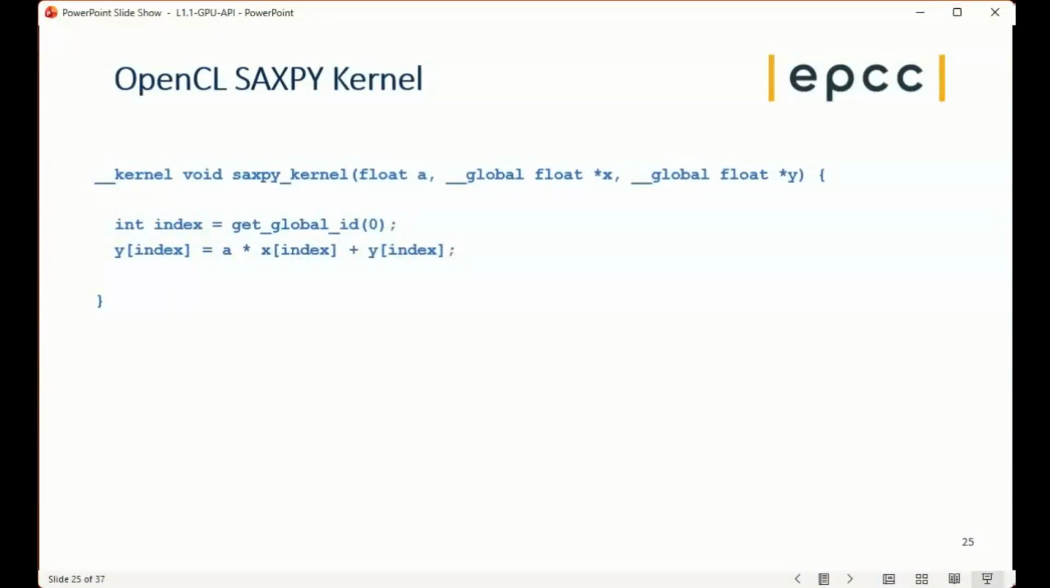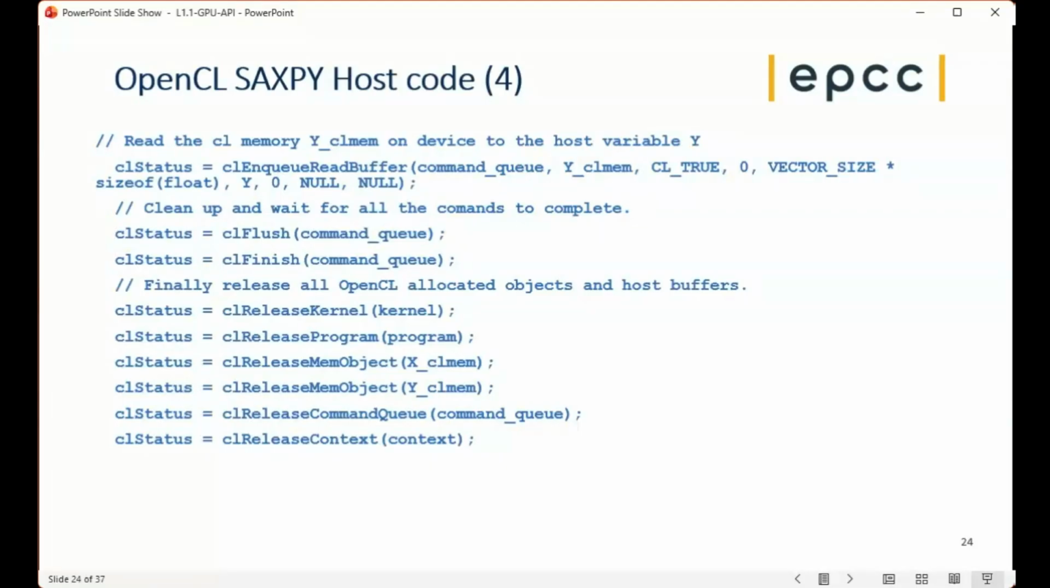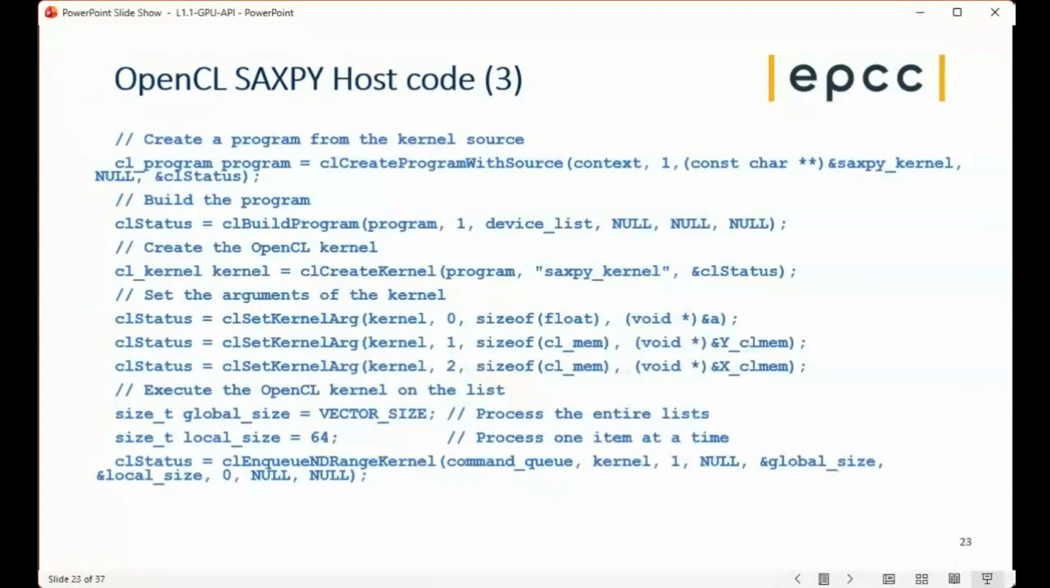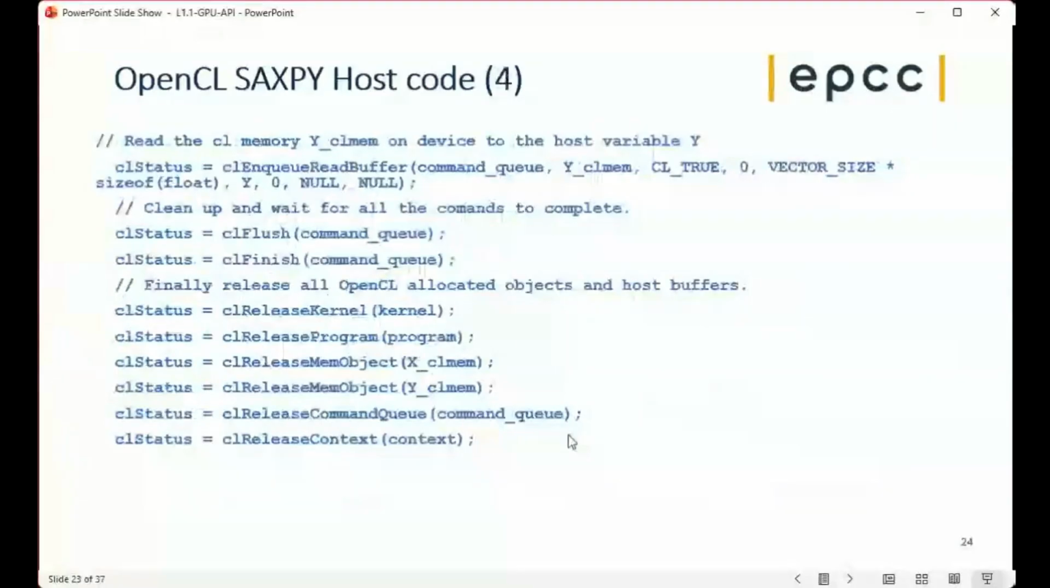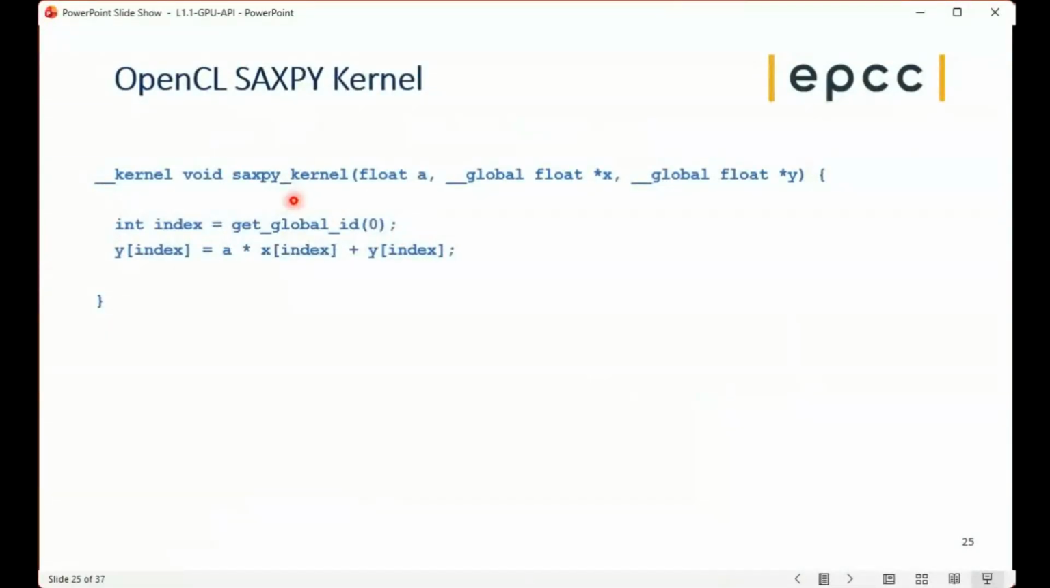Okay, so eventually, somewhere along here, there will be a statement which actually runs the kernel. Yes, here we are. Execute the OpenCL kernel on the list. This is the thing which actually says run the kernel. At the end of the day, the kernel just looks like a CUDA kernel. It is just a function that runs on a single index. But the directives are much more. There's a lot more setup to do.